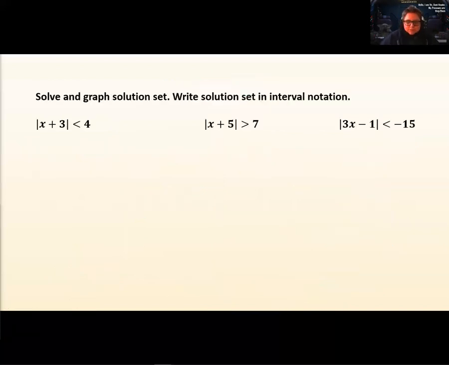Okay, now we're dealing with some absolute value inequalities. And there are some rules to these. So what is the rule with absolute values when we go to solve them? How many equations do we end up with?